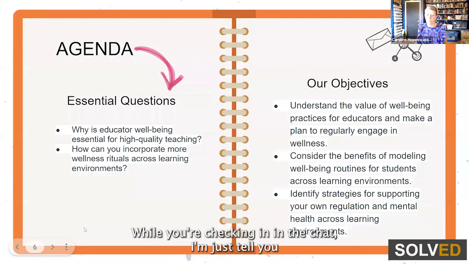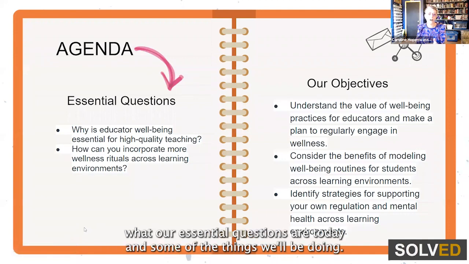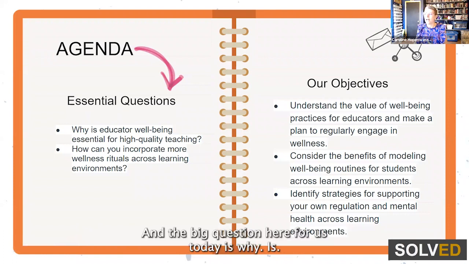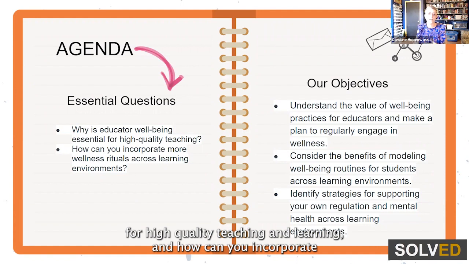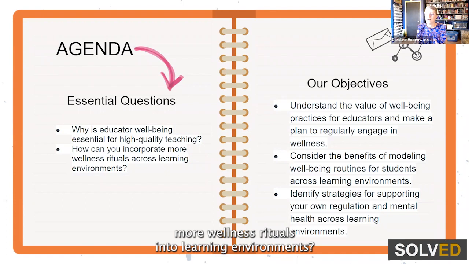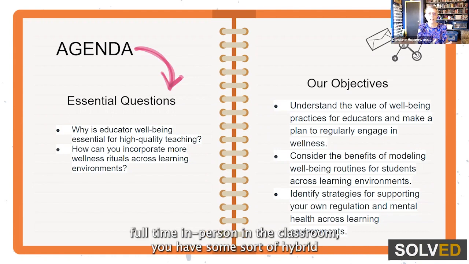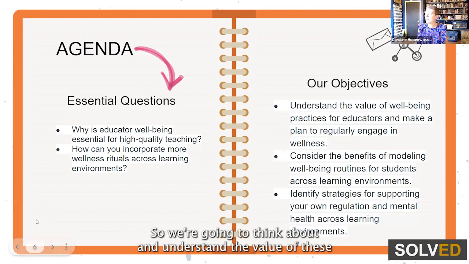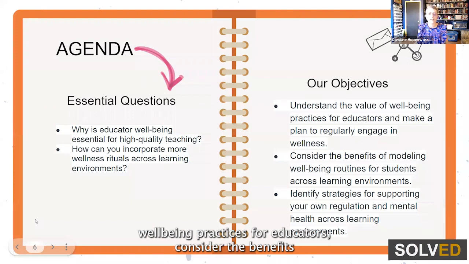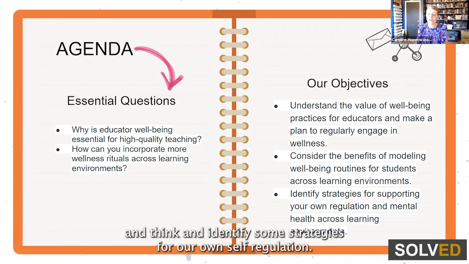While you're checking in the chat, I'll just tell you what our essential questions are today and some of the things we'll be doing. The big question here for us today is why is educator well-being, your well-being, essential for high quality teaching and learning? And how can you incorporate more wellness rituals into learning environments? And the TAIL Academy is all about teaching across learning environments. So that's whether you're full-time in-person in the classroom, you have some sort of hybrid, or you're all online. How can we bring well-being practices in line? So we're going to think about and understand the value of these well-being practices for educators, consider the benefits and how to model these practices for students, and think of and identify some strategies for our own self-regulation.